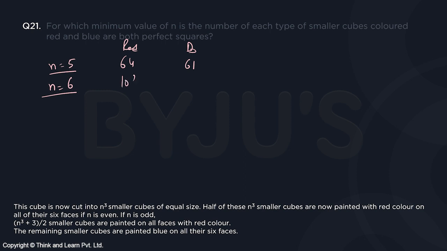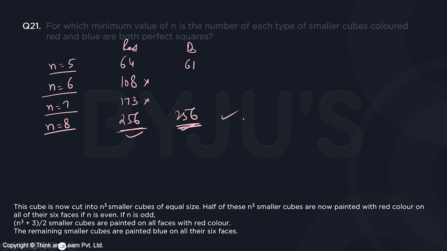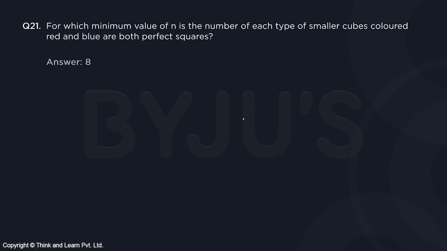6 cubed divided by 2 is 108, not a perfect square. For 7, 343 plus 3 divided by 2 is 173, not a perfect square. For 8, 8 cubed, that is equal to 512 divided by 2 is 256, and this also is 256, and this is the first time when I have got both of them as perfect squares. So this comes at n is equal to 8.